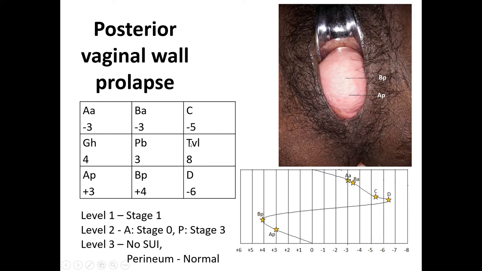So if you consider this one again, because it is below the level of the ischial spines but well above the -1 centimeter from the hymen, level 1 is stage 1. And again the level 2 anterior is stage 0, and level 2 posterior is +4, but TVL -2 is 6 centimeter, but it is +4, so it is stage 3. Level 3 anterior no SUI, perineum is normal. Same way you can place it like this also, right? But the most widely used one is this grid system.